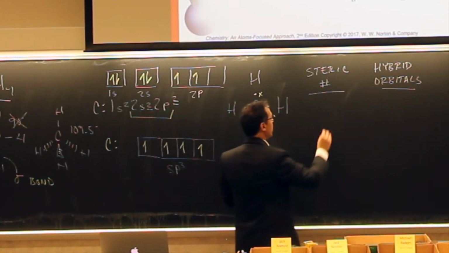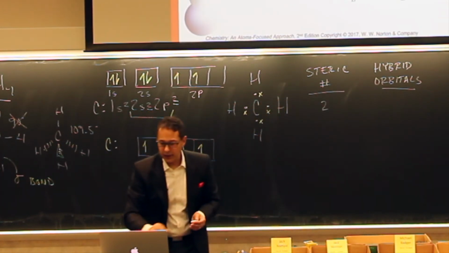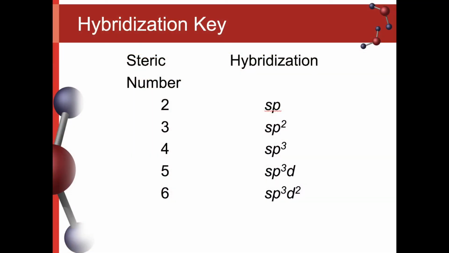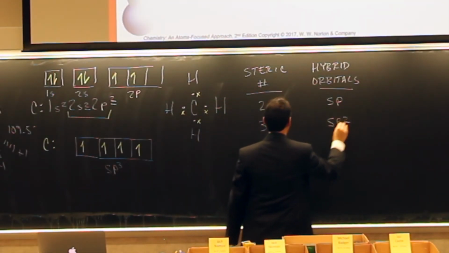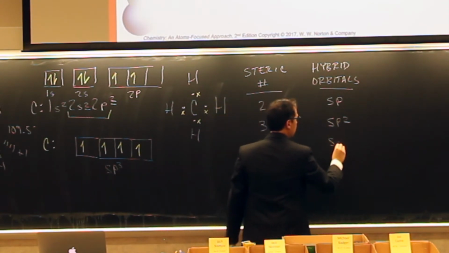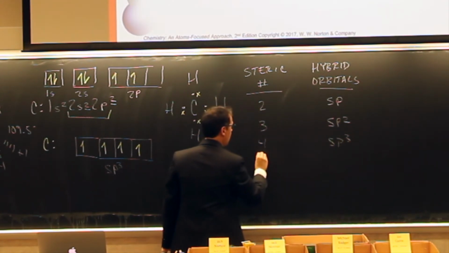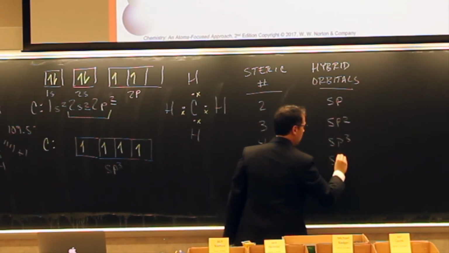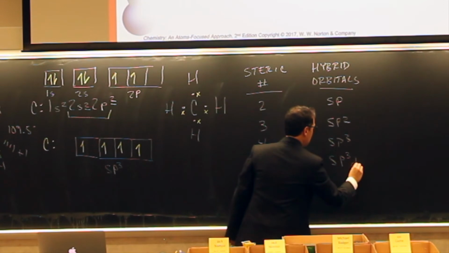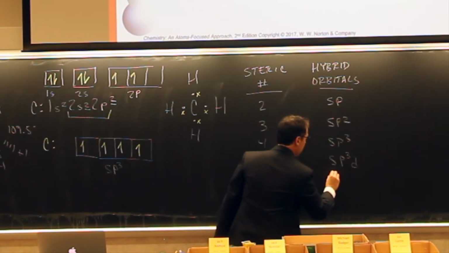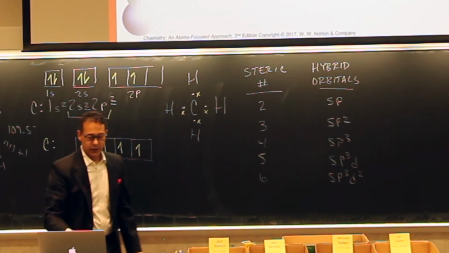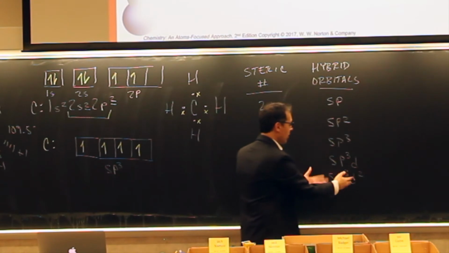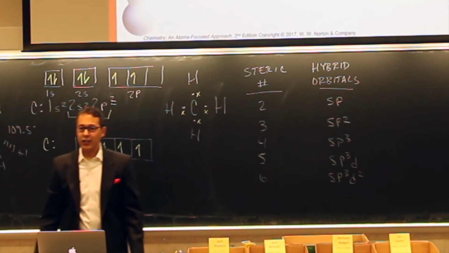So if our steric number is 2, and there's a slide for this here, our hybridization is sp. If our steric number is 3, it's sp squared. 4 becomes sp cubed. 5 becomes sp cubed d, and then 6 becomes sp cubed d squared. These are the different orbitals that we're hybridizing. Now that's a lot to try to memorize.